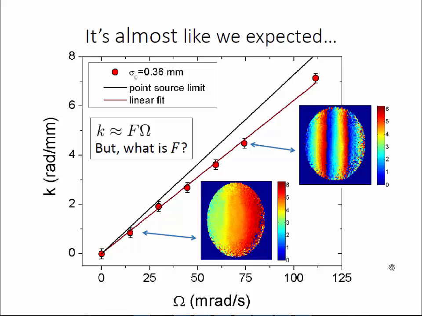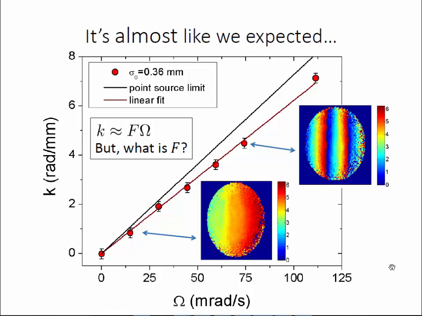Once you know how to measure the frequency of your spatial fringes, the obvious thing to do is to measure the frequency as a function of the rotation rate. And here I'm showing you how k, the spatial fringe frequency or the phase gradient, depends on the rotation rate. And you can see it increases basically linearly. But the puzzle, when we got these results, was that the slope of the relationship between k and omega was different than what we expected based on this simple point source model.